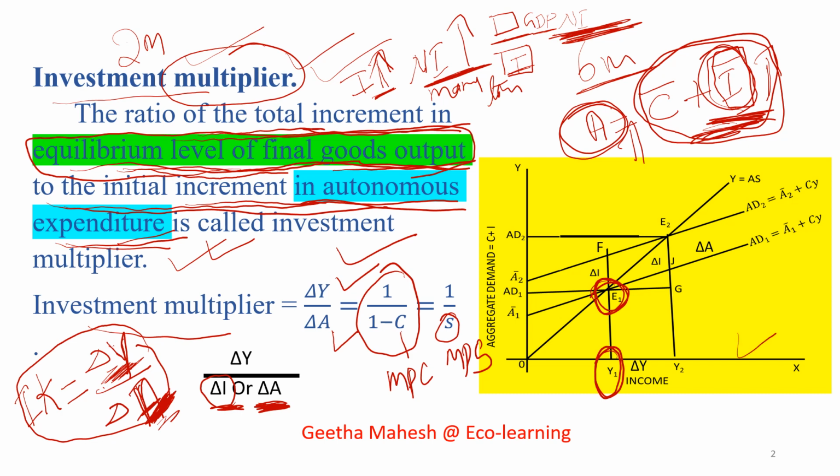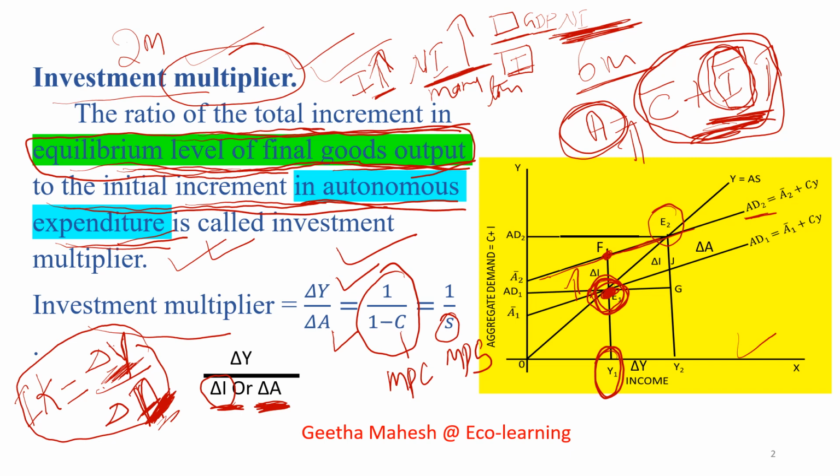The same diagram I have used and I have given an explanation. Here this is the equilibrium position. Suddenly when investment increases, demand increases. So aggregate demand will shift upward and take the position of AD2. In that situation, E1 is no more an equilibrium position. So the new equilibrium is E2.